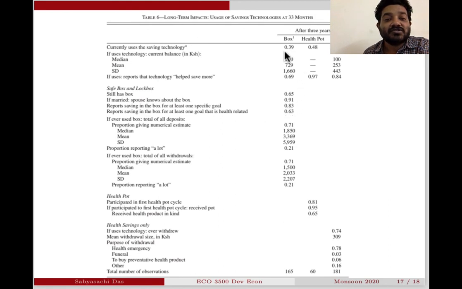So you see that even after 3 years, there's substantial change. This one-time treatment has changed their behavior in the long run. It has persistent effects on the way they are now saving money.